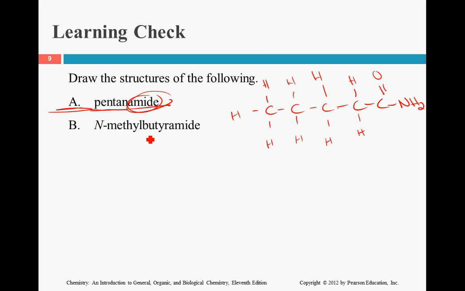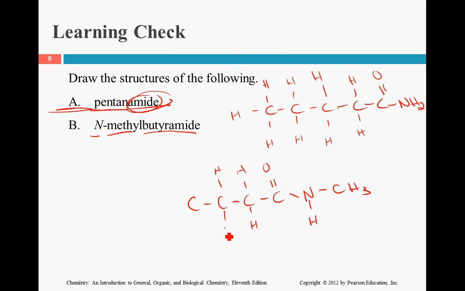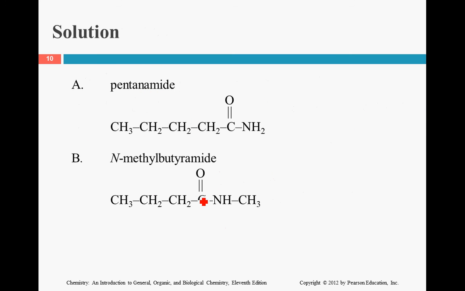The next one, N-methylbutanamide. So that means that there's going to be 4 carbons because of butane. It's an amide, so that means you have oxygen with a nitrogen. Notice N-methyl means that on the nitrogen we have a methyl group. Nitrogen gets 3, carbon gets 4. This one already has 4, so we fill in the rest with hydrogens.